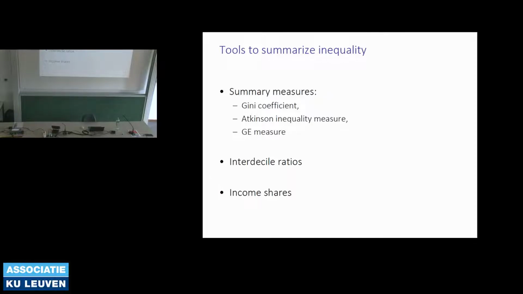And then another way of looking at inequality, and that has become very popular after the work of Thomas Piketty, is to look at income shares. What's the share of, for instance, the top 1% in total income? So again, we distinguish these three different ways of looking at inequality. Typically the studies that we have found take a decision on each of these four choices.